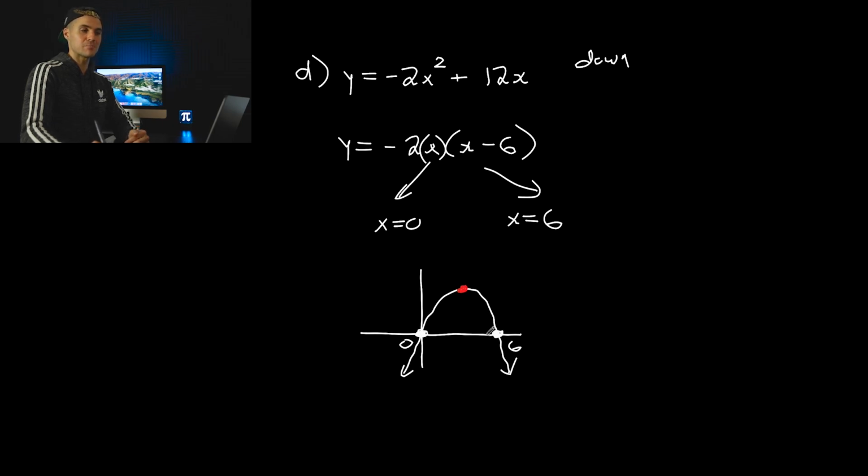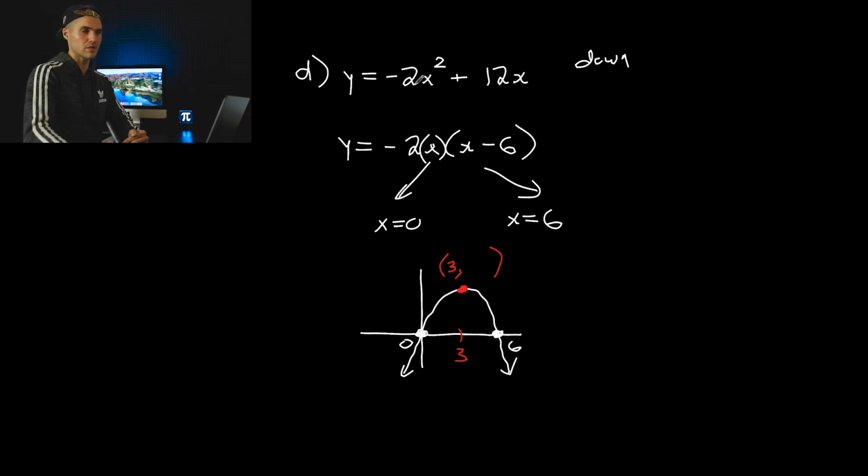Well, it's going to be the midpoint between the intercepts. So you could add the intercepts divided by 2 to find that axis of symmetry. 0 plus 6 is 6, divided by 2 is 3. So we know the x value of this vertex is going to be 3. But remember, that's not what's important. We need the y value of the vertex.